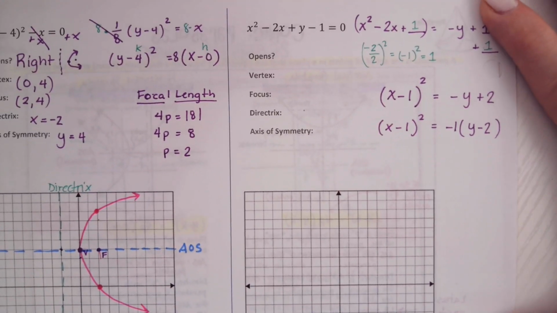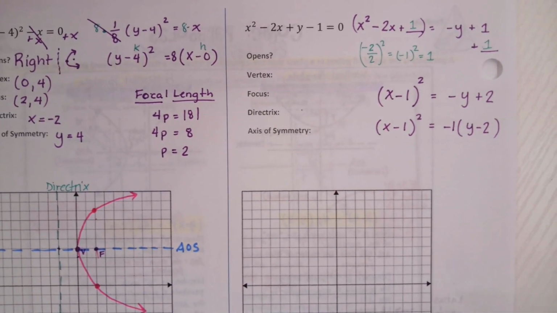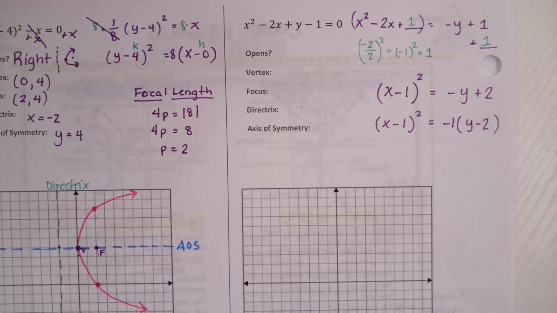This one's going to be fun to graph. Do y'all see why it's going to be fun to graph? Our 4p number is really small. All right. First, figuring out which way it opens.